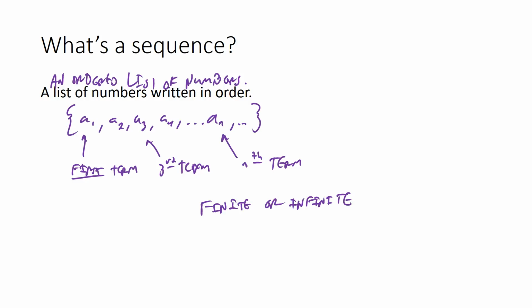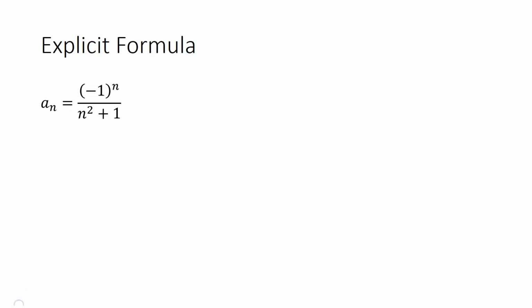But sequences are things that you guys have seen before. And we're going to start with the simplest way, I think, to define a sequence, which is with an explicit formula. So you might have an explicit formula: a_n is negative 1 to the n over n squared plus 1. So a1 would be negative 1 to the first divided by 1 squared plus 1. So negative 1 to the first is negative 1, divided by 2, so that's negative 1/2. a2 will be negative 1 squared, which is positive 1, over 2 squared plus 1, so that's 1/5.